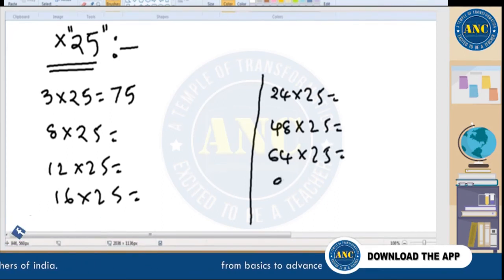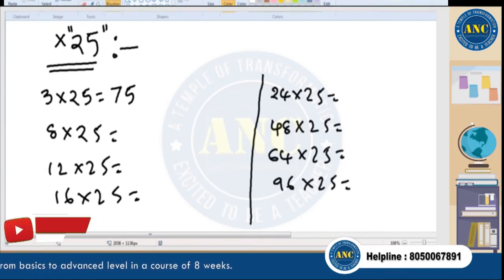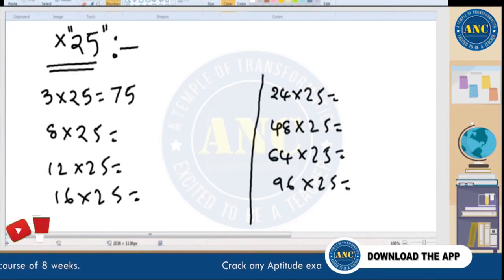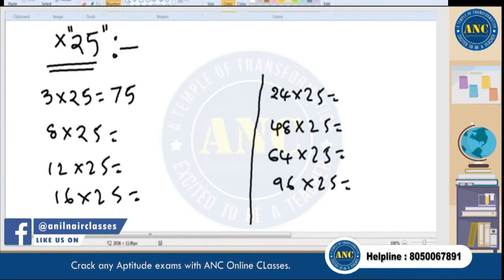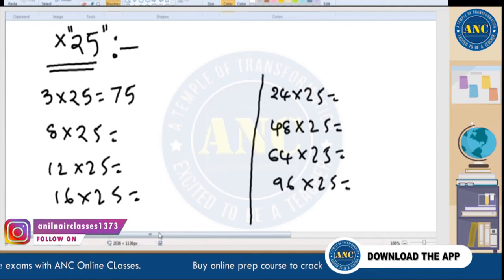All these are 2 digit. 96 into 25. If this 2 digit is clear to everyone, I can move on to any digit, sir. Yes, Praveen, you're right. It is 100 by 4.